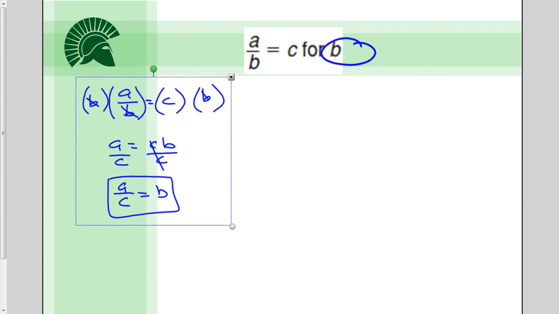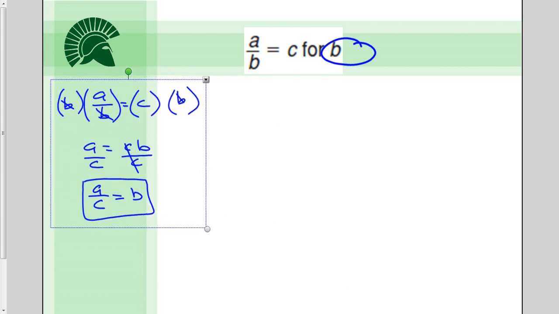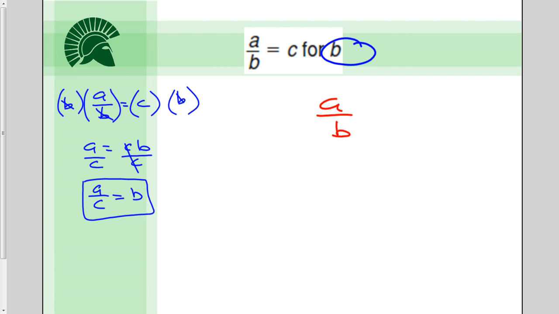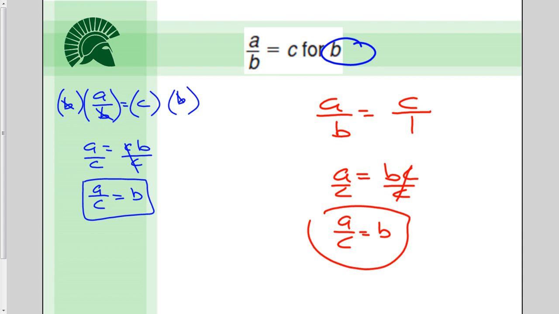Another method for solving a simple fraction or a simple equation such as this is when you have a fraction equal to a whole number, you make it a proportion by putting it over 1. And we know from our previous chapters that in order to solve a proportion, we cross multiply. So I get A times 1, which is just A, is equal to B times C. And lo and behold, I get to where my second step was before. Now I'm going to divide by C on both sides, and that gives me A over C is equal to B. I get the same exact answer.